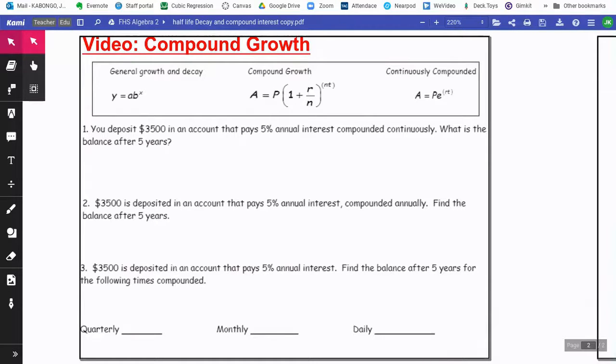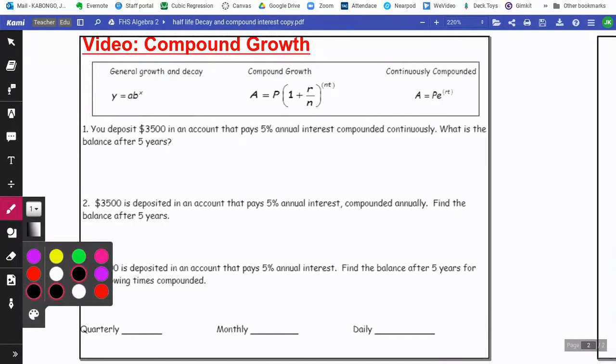All right, so in video dose, what are we doing? We are going to work on compound growth. Different term, growth. The previous term was decay. Now you're going to work on growth. All right, so let's get to work.